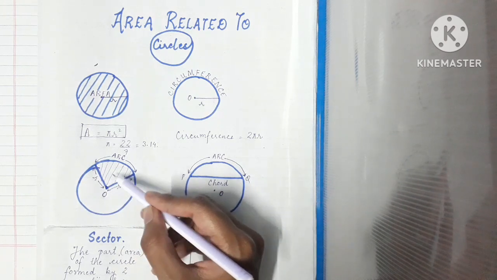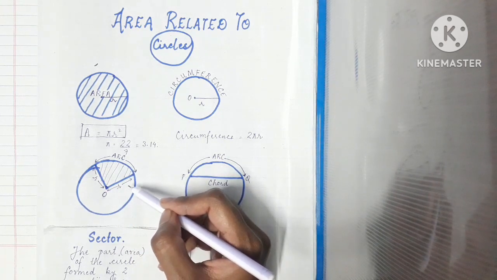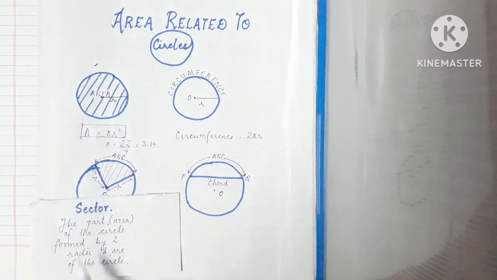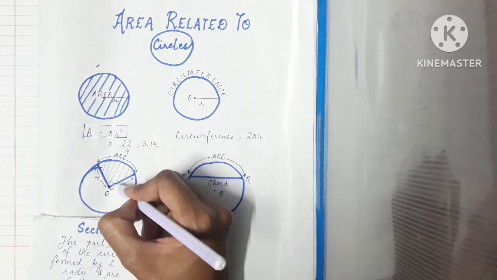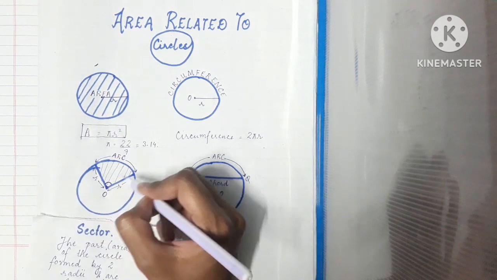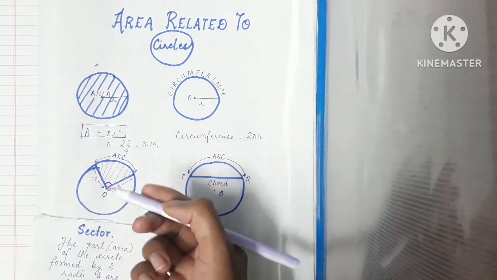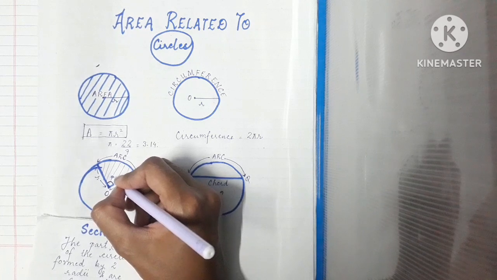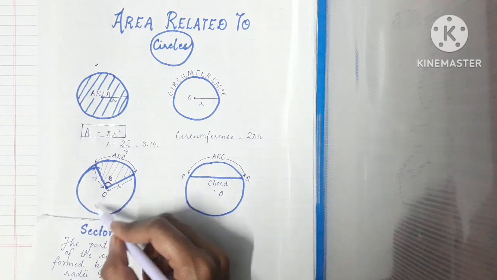So the smaller part is called the minor sector and the larger part, the larger area in which the circle is divided, is called the major sector. So what is a sector? A sector is the part or area of the circle formed by two radii and an arc of the circle. The angle between the two radii in the sector is called the angle of the sector. If I name this angle theta, then theta is called the angle of the minor sector. This is the minor sector and this is the major sector.